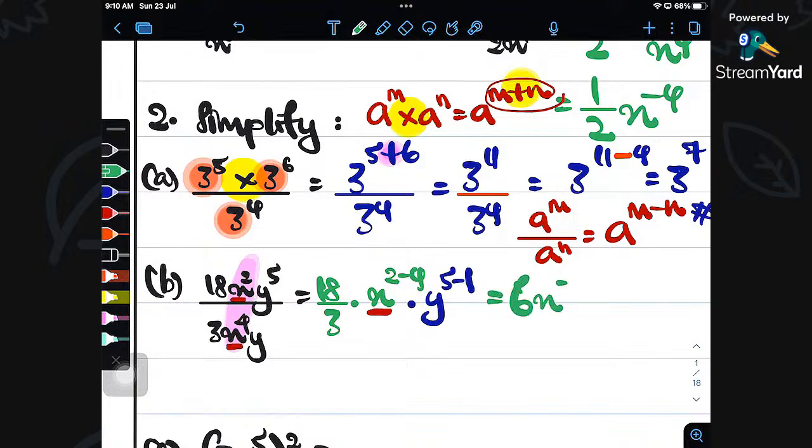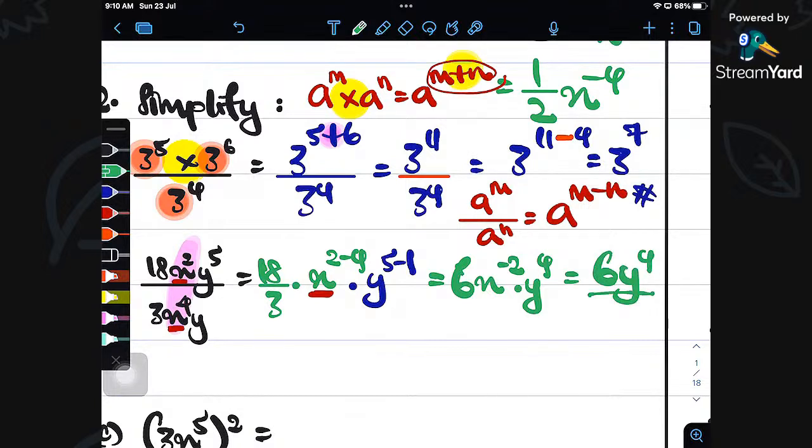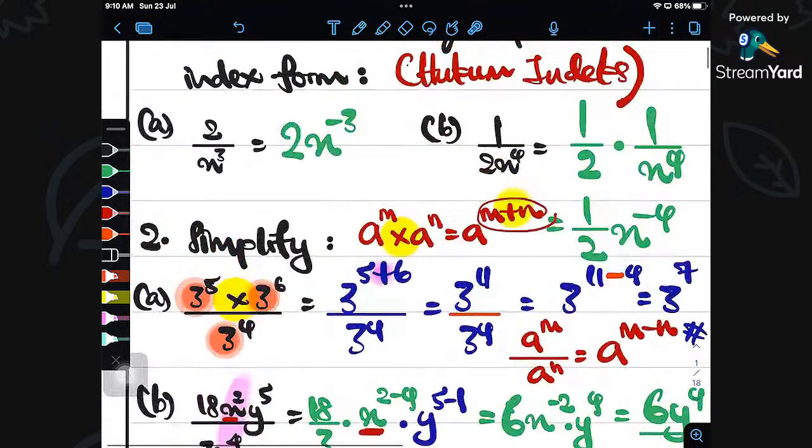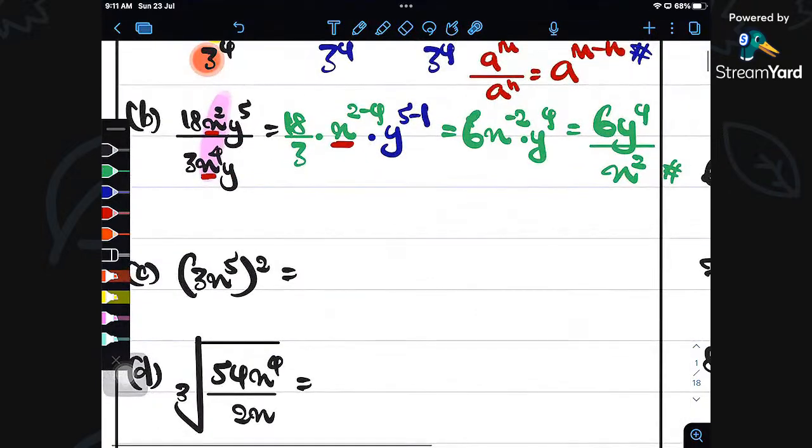X to the power of negative 2 times y times, saya boleh tulis dalam bentuk dot lah, to the power of 4. And you can also change your index form in terms of 6y4 divided with x to the power of 2. Some of you might want to change this power of negative 2 dekat bawah pun boleh. Dua-dua memberi maksud yang sama. We call this index form. So both are correct anyway. Okay, so here goes the next part.